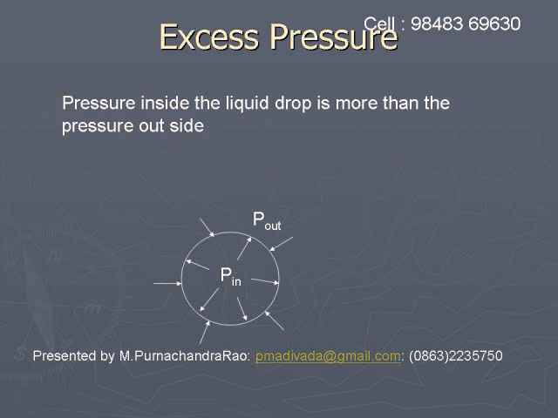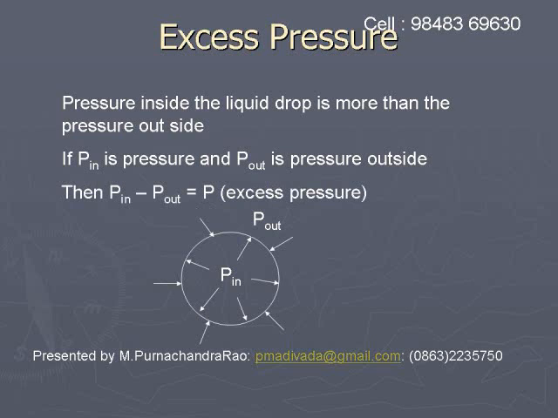Excess pressure. The pressure inside a drop of liquid is more than the pressure outside. This difference in pressure is known as excess pressure. If P in represents the pressure inside the liquid drop and P out represents the pressure outside the liquid, then P in minus P out is equal to P, which is the excess pressure in the liquid drop.